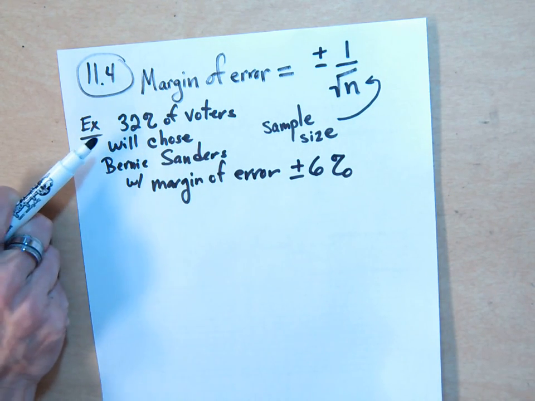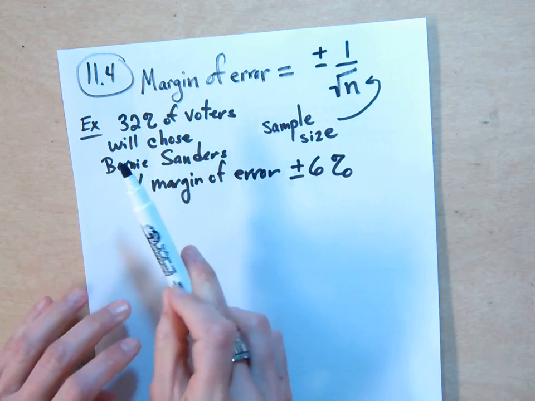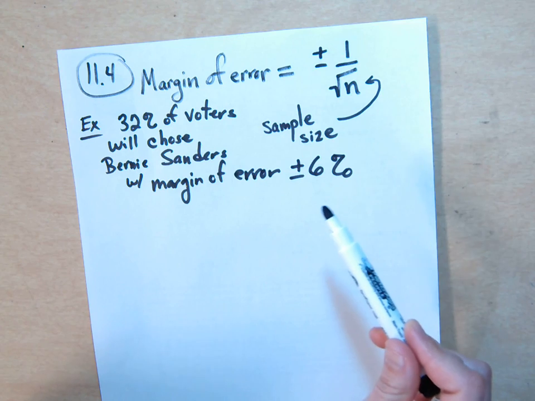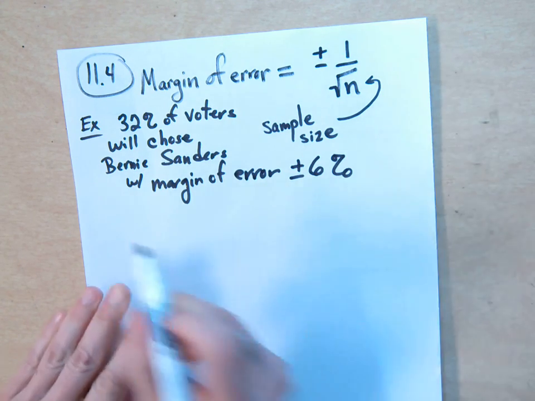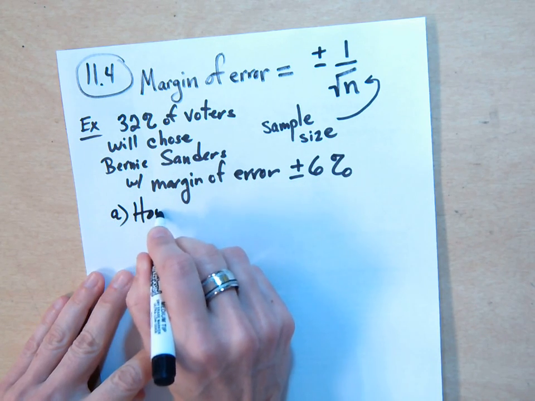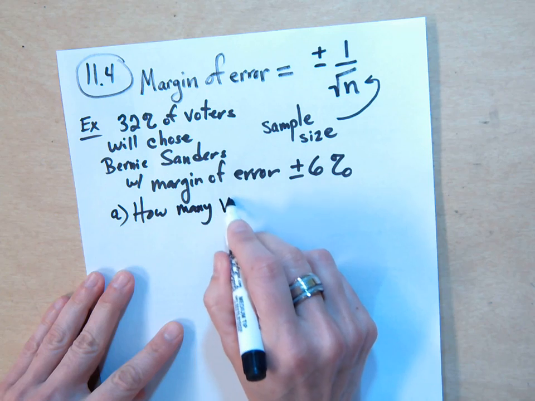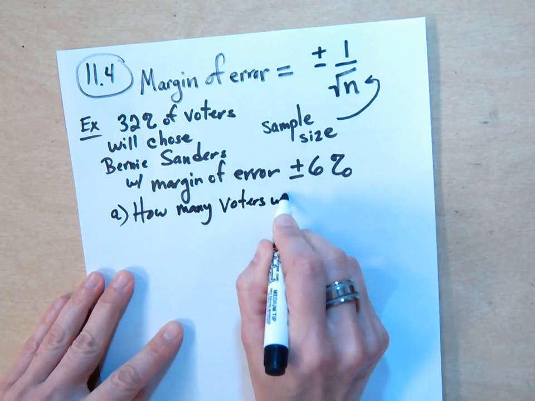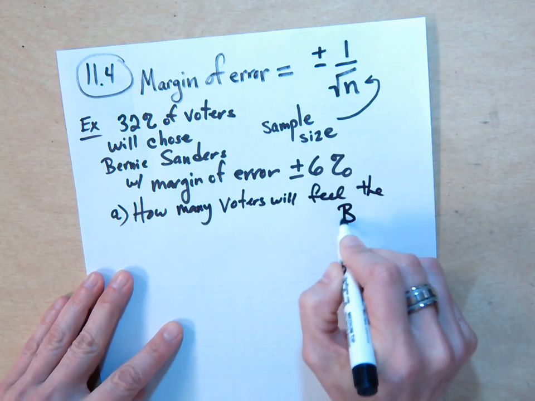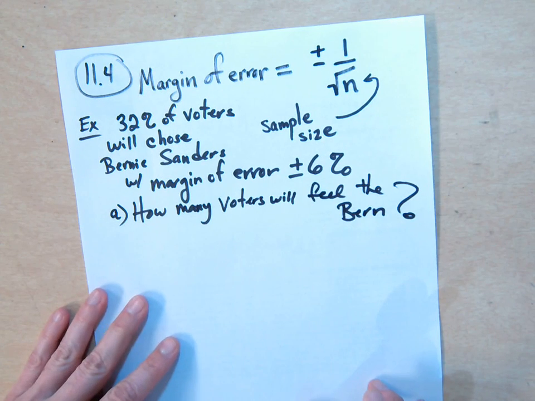So 32% is what we think will be true for the whole population, but we're not sure, right? So margin of error plus or minus 6%. So the question is, how many voters will feel the burn? Okay, so let's figure that out.